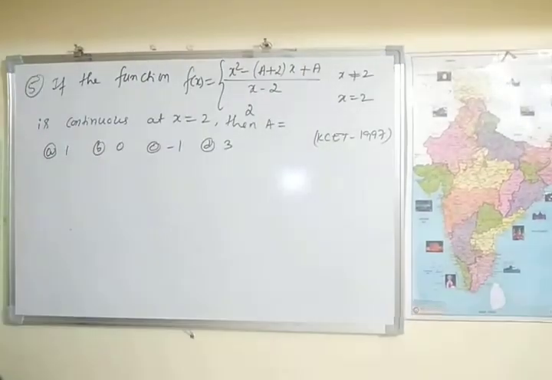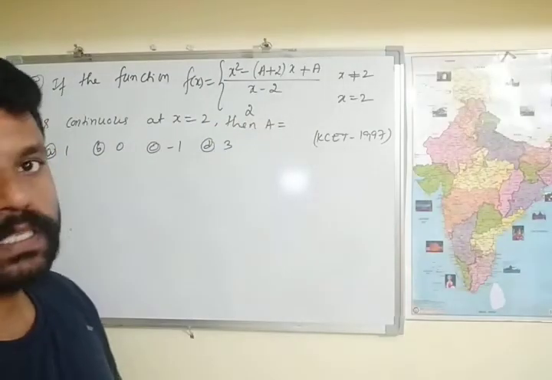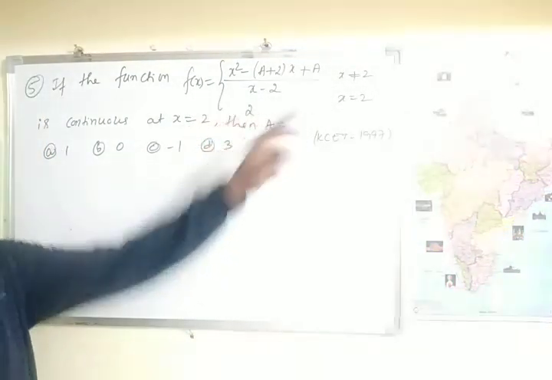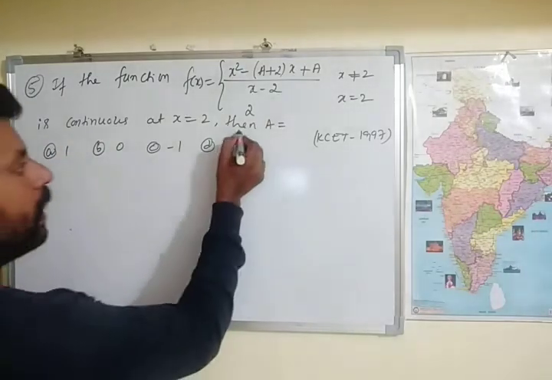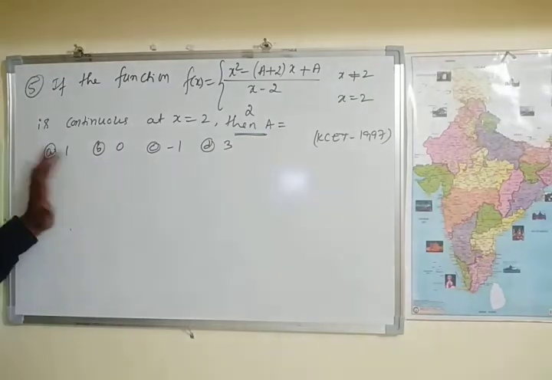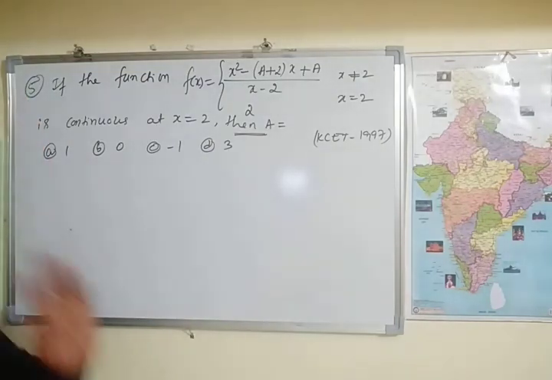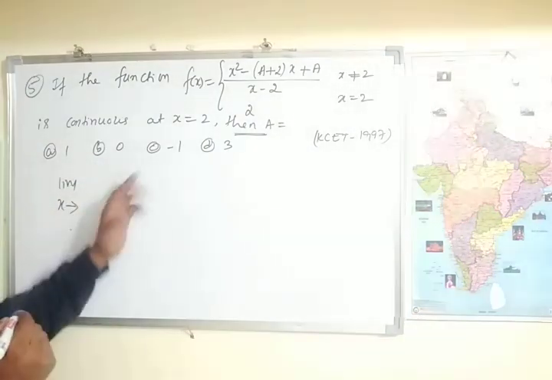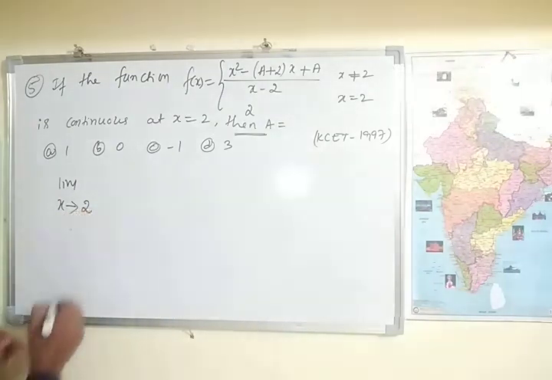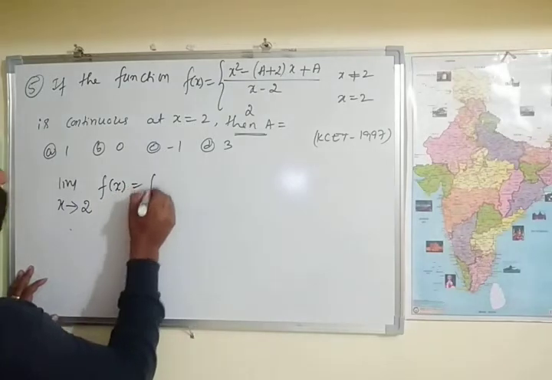See here we have the function x square minus (a plus 2) into x plus a divided by x minus 2, for x not equal to 2, and 2 for x equal to 2, is continuous at x equal to 2, then the value of a is. Option A is 1, option B is 0, option C is minus 1, option D is 3. Now here, the function is continuous. When the function is continuous, we use the definition: limit x tends to a, here a is 2, f of x is equal to f of 2.